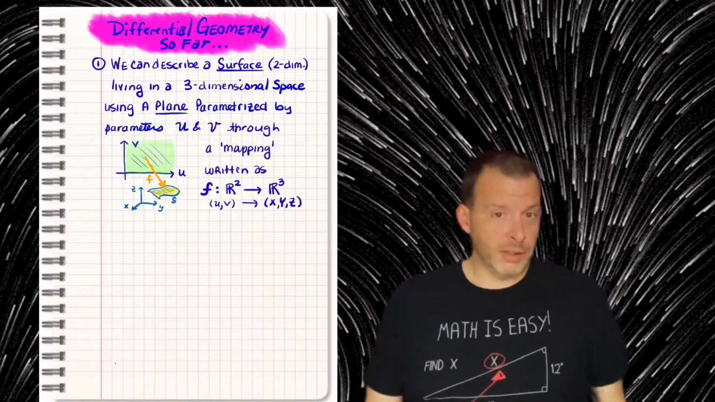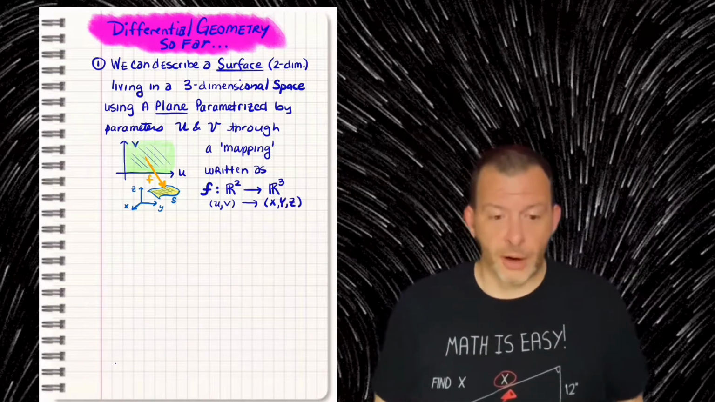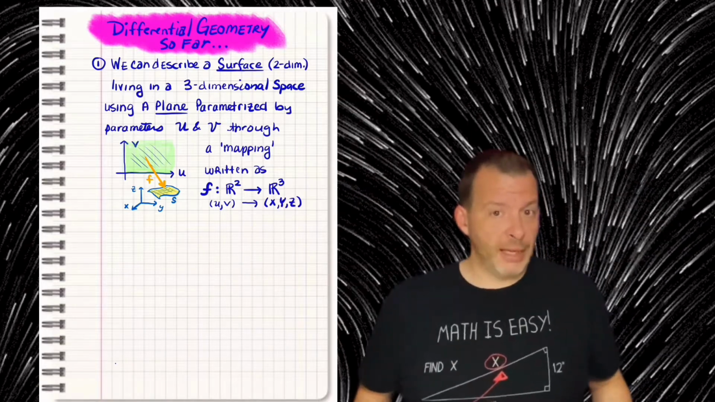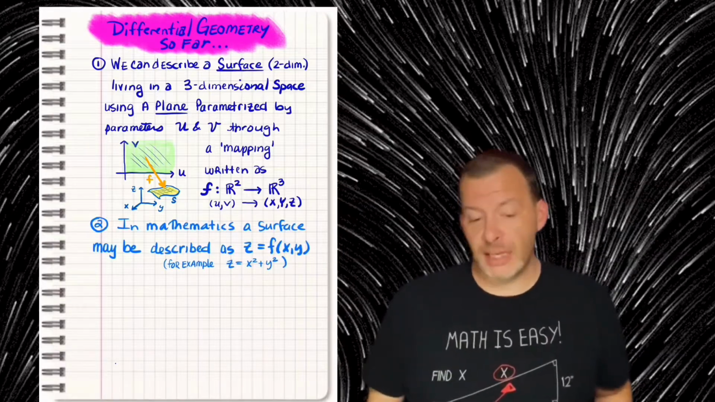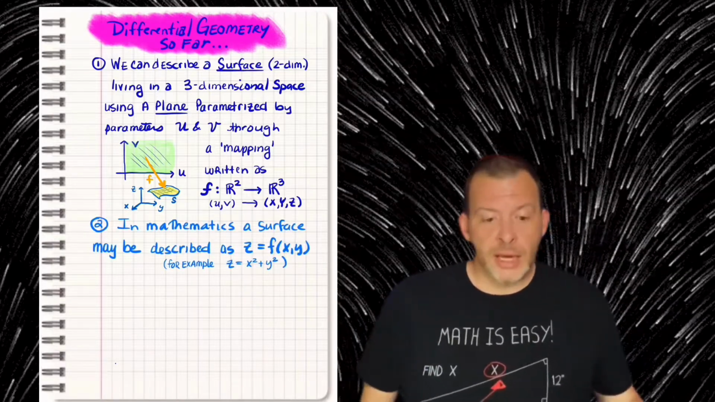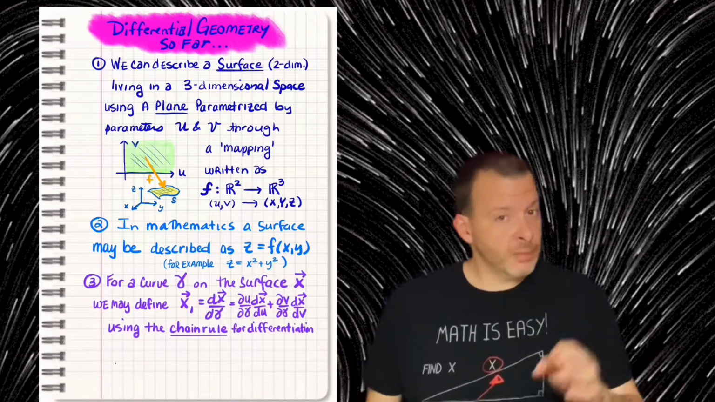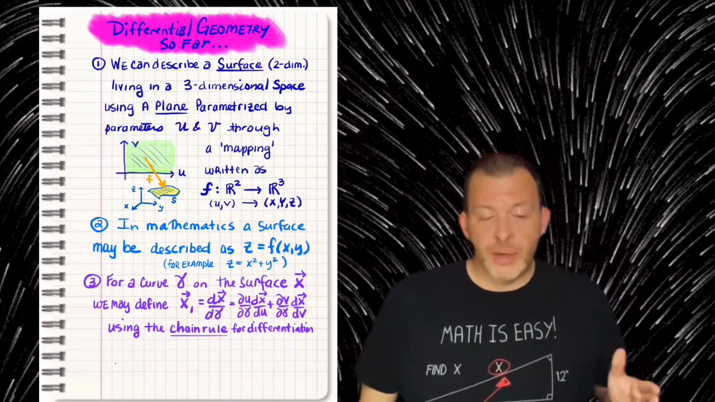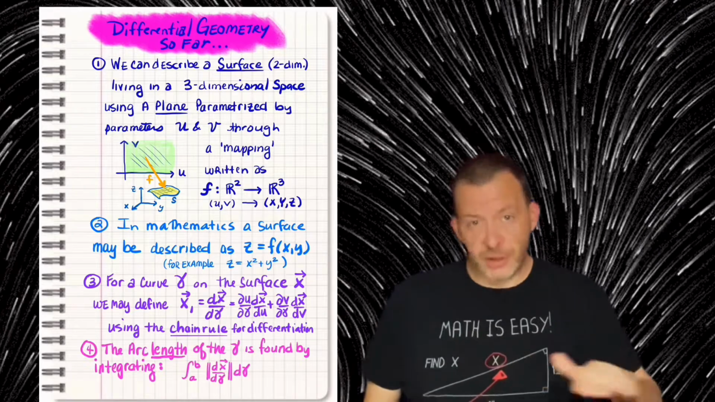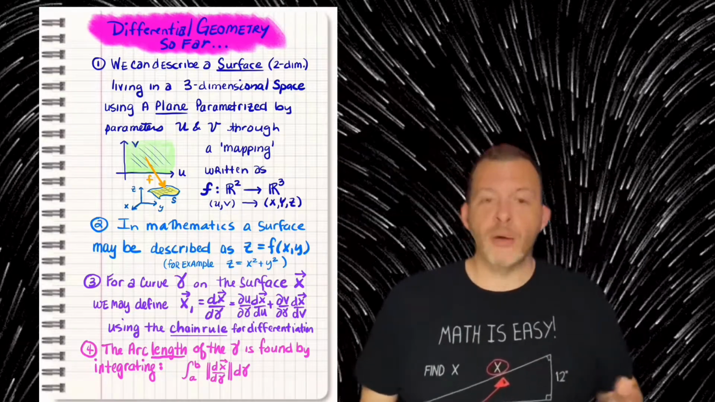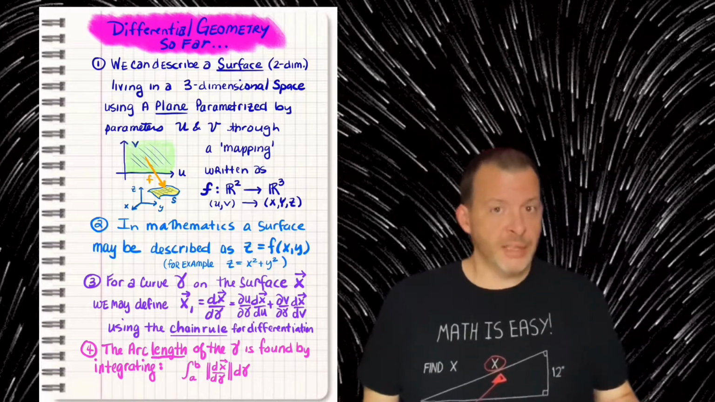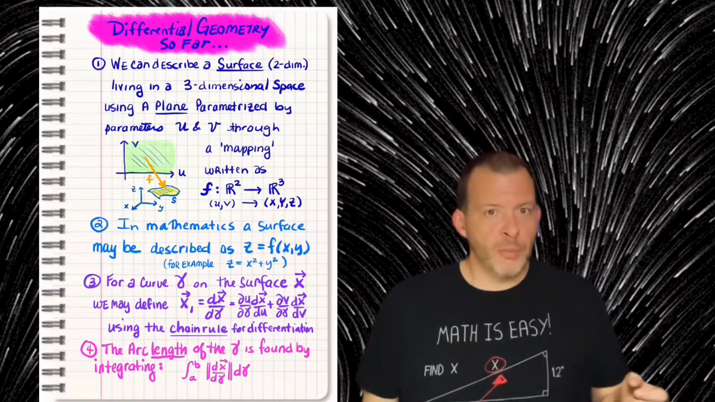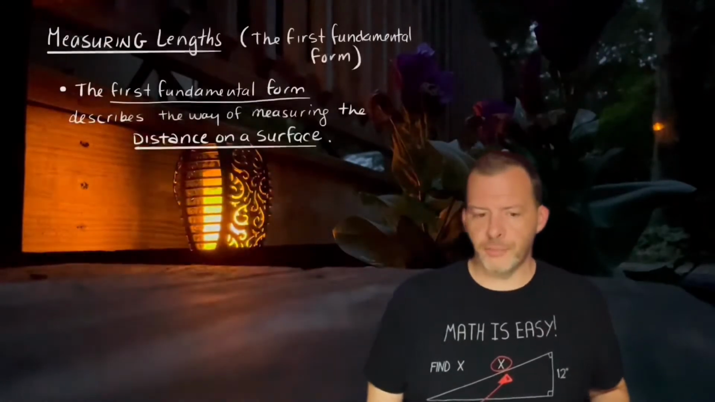Alright, so let's discuss differential geometry so far. We take a parametric plane described by the parameters u and v and map it into the 3rd dimension z with a mapping that describes z in terms of x and y. And we can describe curves on the surface of that mapping as a parametric curve on a parametric surface, and we can define the length of that curve, or the arc length, by integrating the length of the tangent vector along that curve.